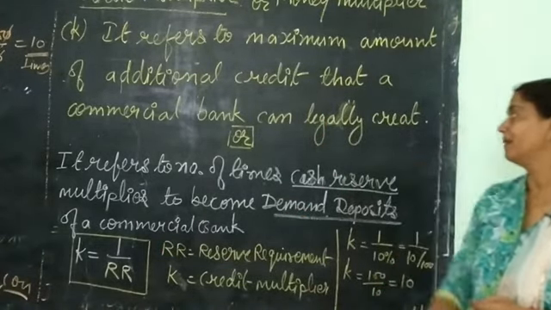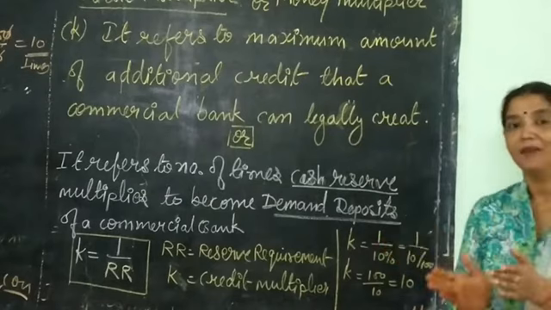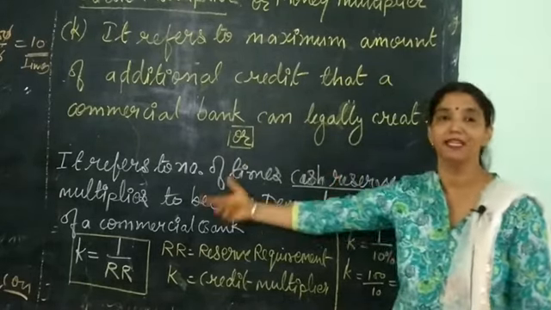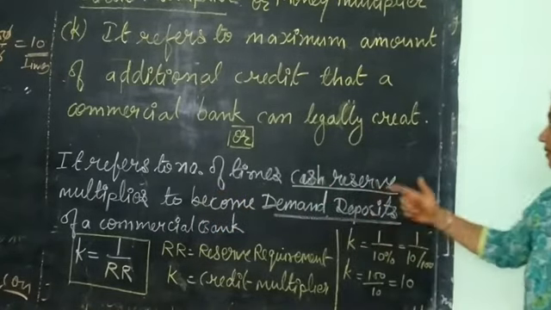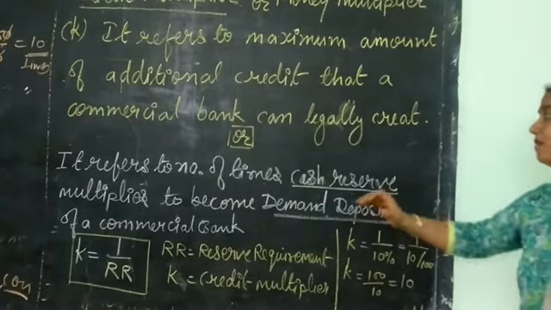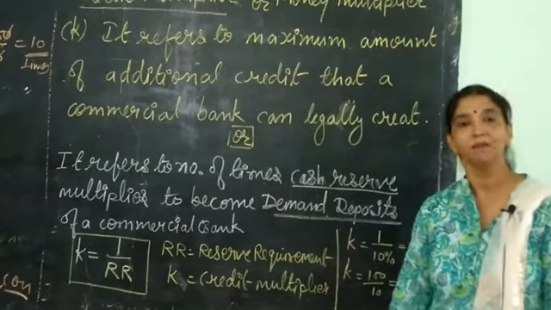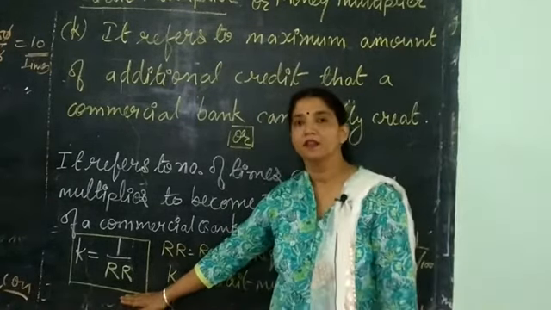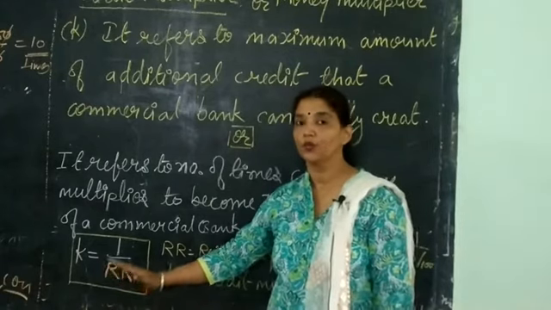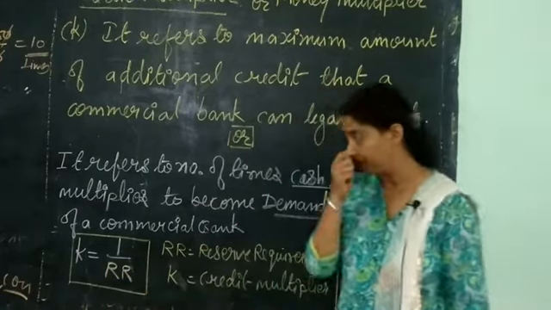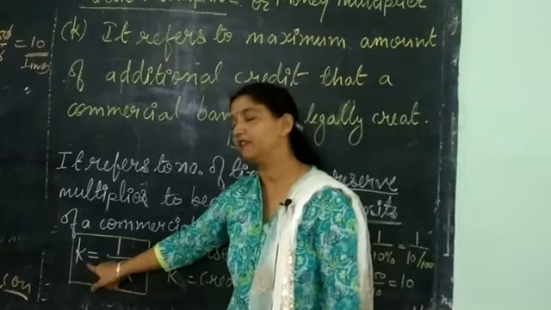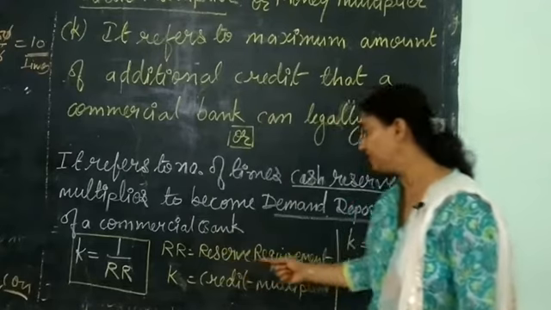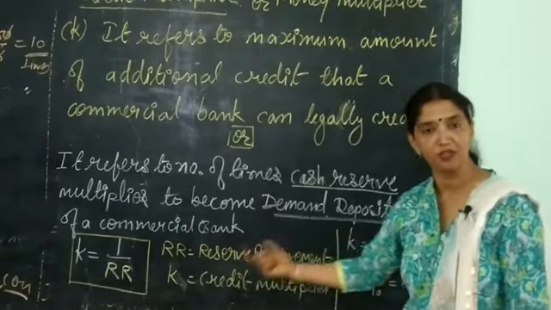And the credit multiplier refers to the number of times cash reserves multiply to create credit or to become demand deposits of the commercial bank. Here is the formula which we can use to calculate the credit multiplier: K, small k, is equal to 1 divided by RR. RR represents reserve requirement and K denotes credit multiplier.